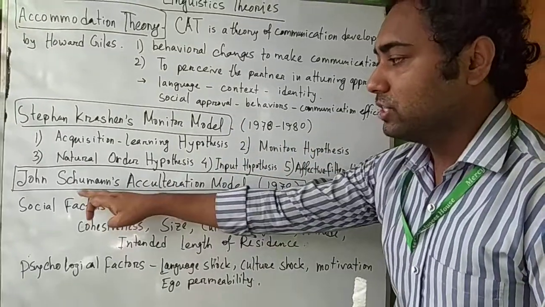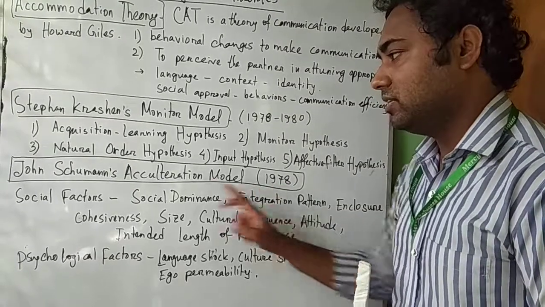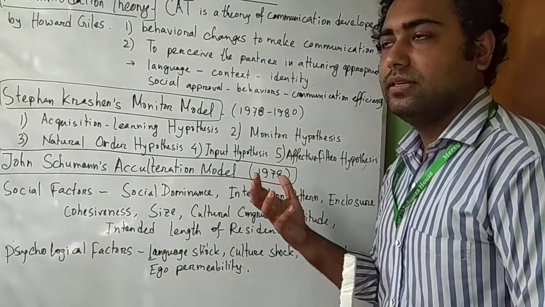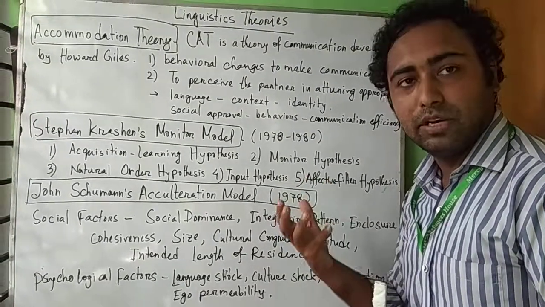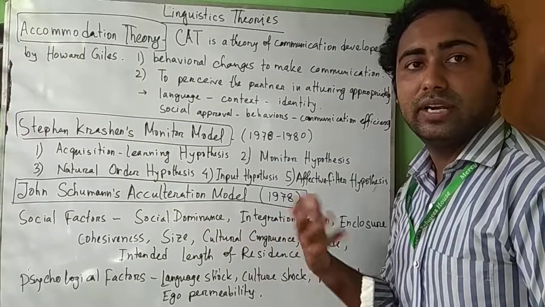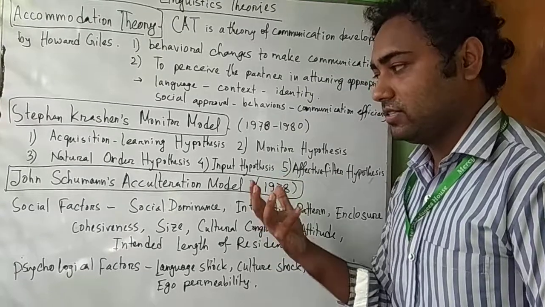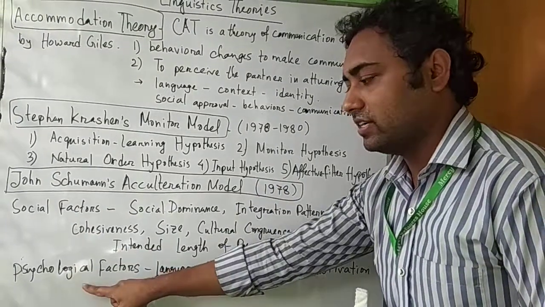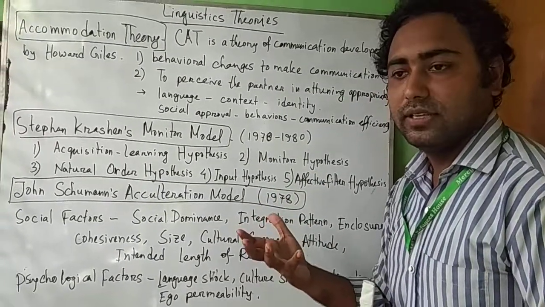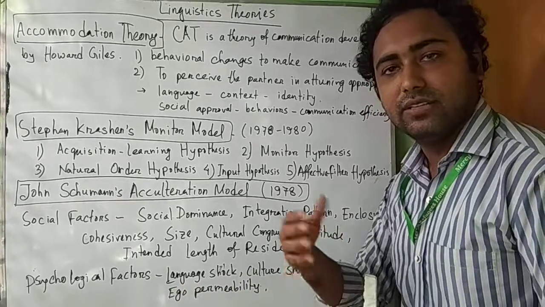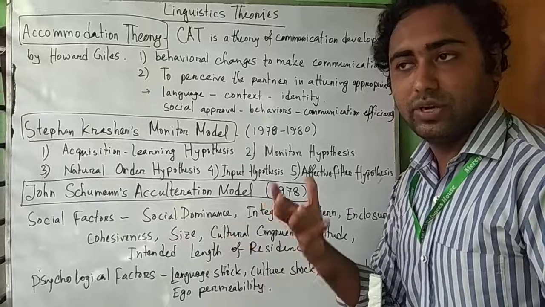Now coming to the next one, John Schumann's acculturation model, which was proposed in 1978 by John Schumann. He has taught many students for a long time, and he found one student, his name was Alberto. He was totally unsuccessful in learning the language. Therefore, he did research on him, and he found that there are some factors like social factors and psychological factors which could create barriers for the learners. And if the social factors and psychological factors work effectively, then the learners learn the language quite successfully.